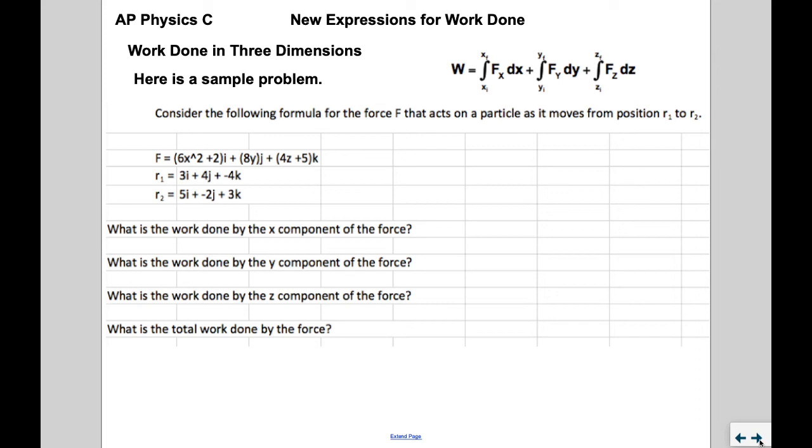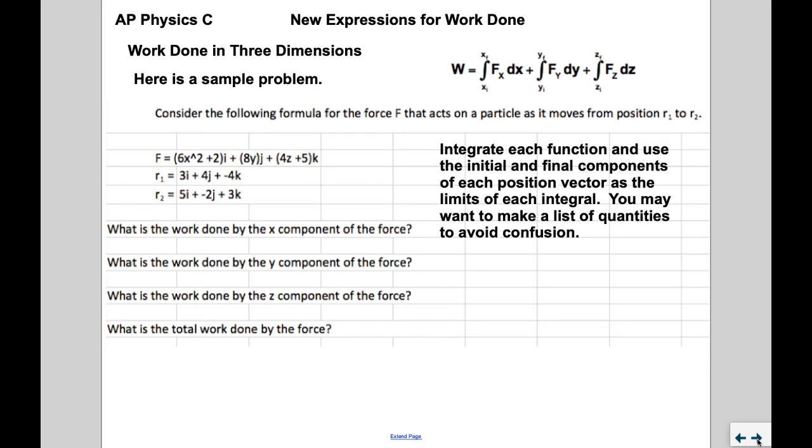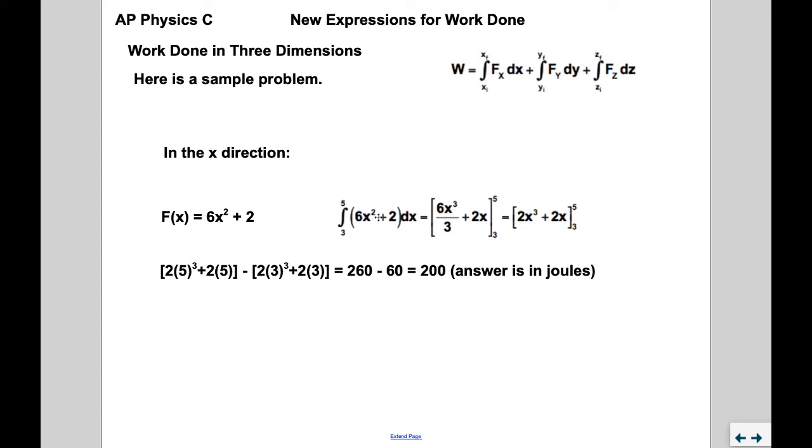You'll get a problem like this for your weekly WebAssign and also for your daily. We have three different functions. Here's the x function, the y function, and the z function. We evaluate each of those individually to find the work done between this initial position and this final position. So if we set it up, we notice that we integrate the x function from 3 to 5, and we find that the work done by the x component of the force is 200 joules.